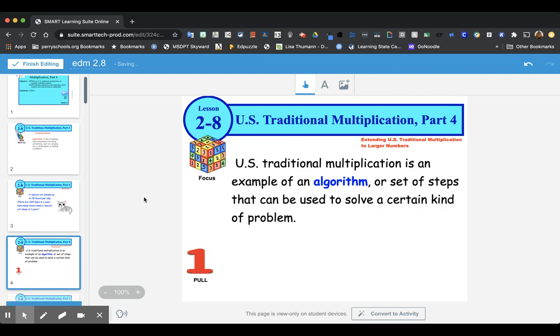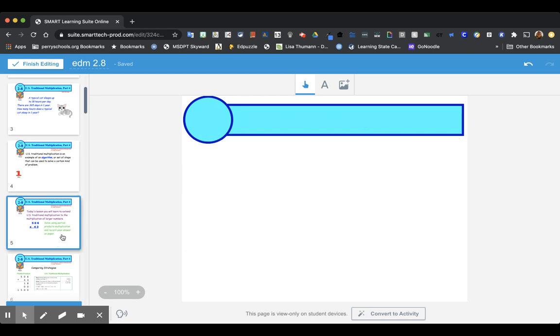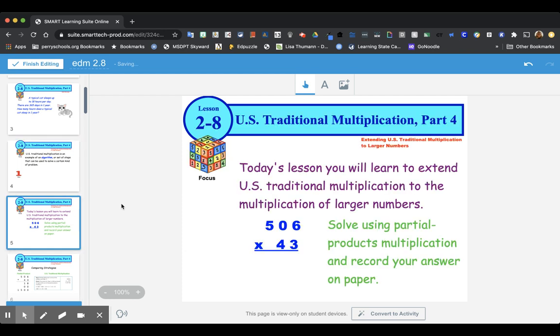So moving on, remember U.S. traditional multiplication is an example of an algorithm, or that set of steps that can be used to solve a certain kind of problem. So today we're going to extend our U.S. traditional multiplication to multiplication of larger numbers. Yesterday we did 2 by 2, or last lesson we did 2 by 2. Now we're going to work with even larger.